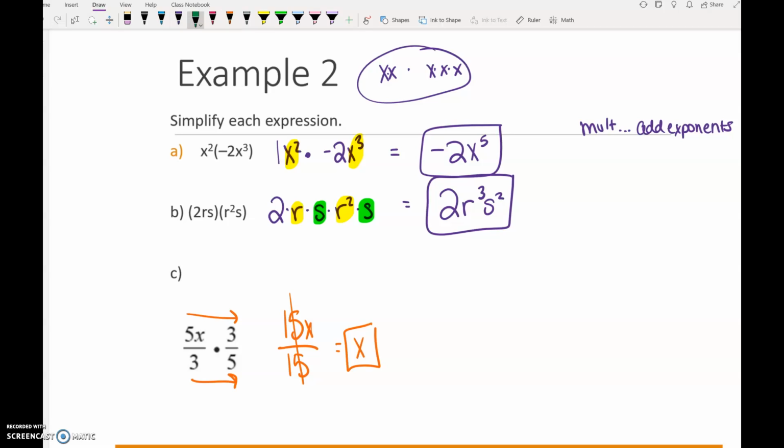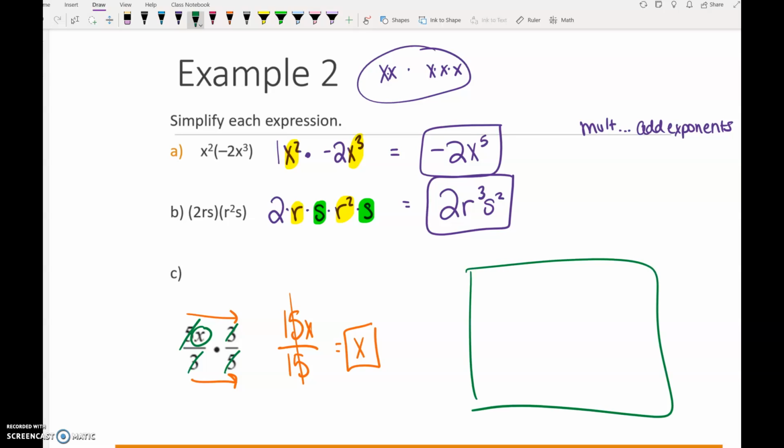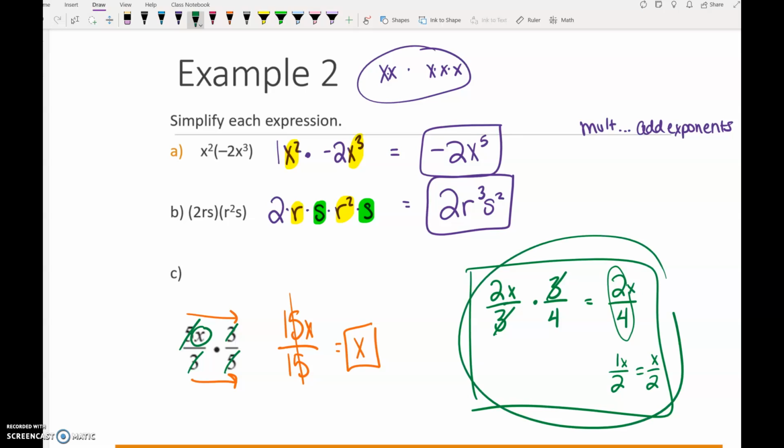In the original problem, you could have said the 3 on the bottom cancels out the 3 on the top. The 5 on the bottom cancels out the 5 on the top. We just have x left over. But here's how the problem will probably look on your assignment. Something like 2x over 3 times 3/4, or something like that. So what can you definitely cancel out before you multiply? The 3's. Then you got 2x on top, you've got 4 on the bottom. This portion, 2/4, is a fraction that can be simplified into 1/2, so your final answer would be x over 2. So that's a good extra example that's maybe a little bit more similar to what you might see on your assignment.